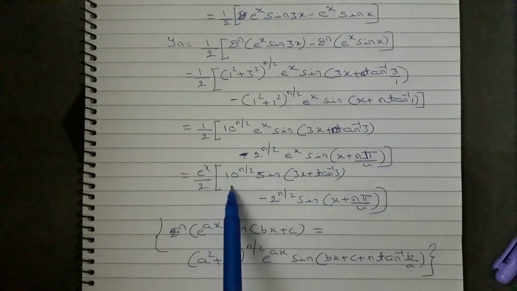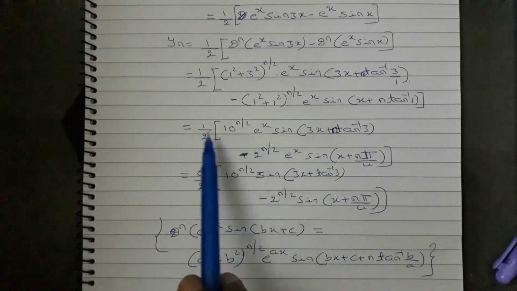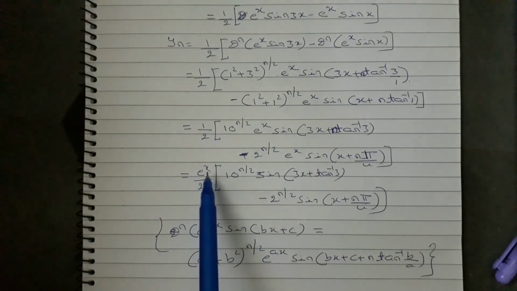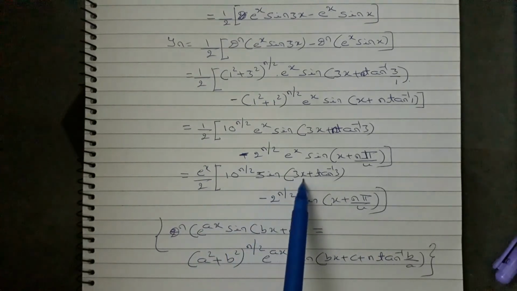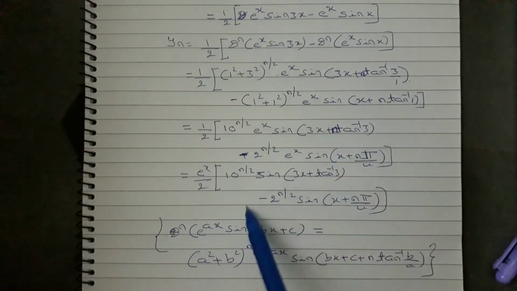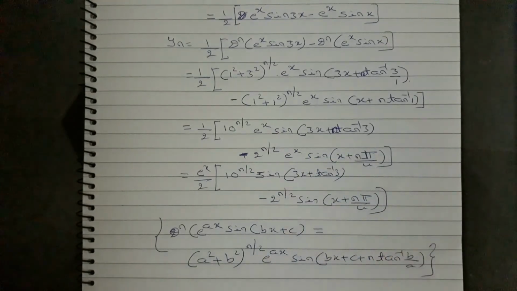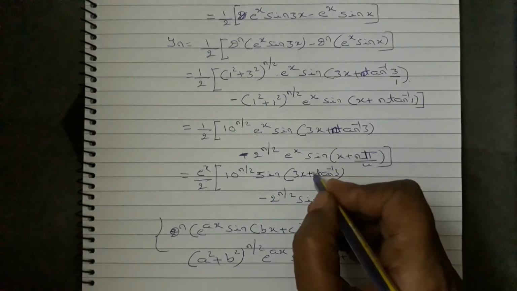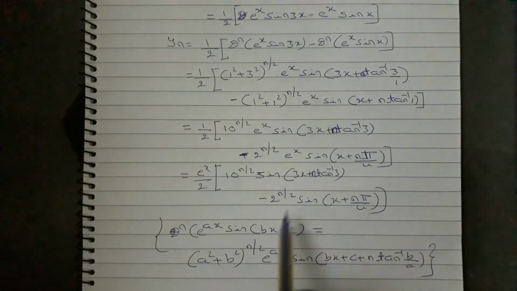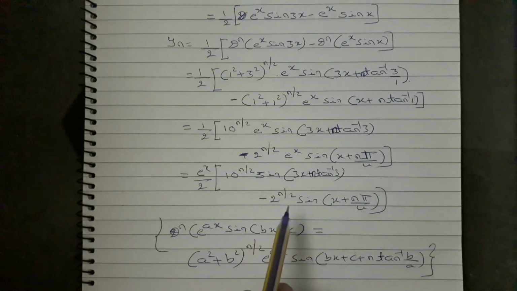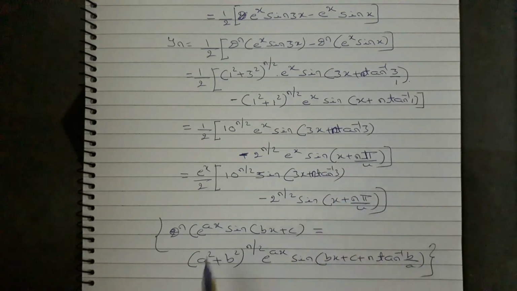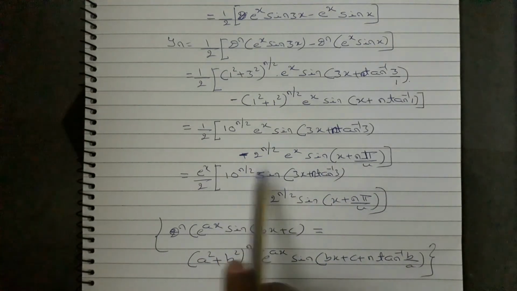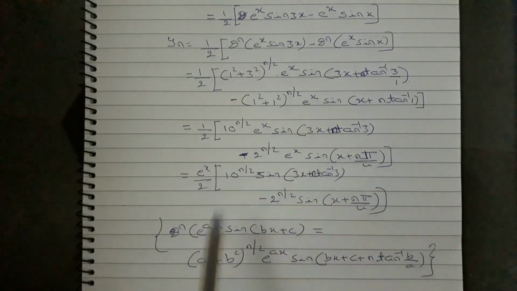So you can write this as 10 raised to n by 2. From these two we can take e raised to x outside, so e raised to x by 2 times [10 raised to n by 2 sin (3x plus n tan inverse 3), minus 2 raised to n by 2 sin (x plus n pi by 4)]. Using this result, we are getting this answer. So this is the required value.